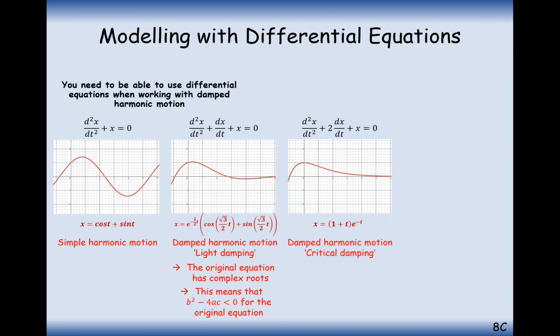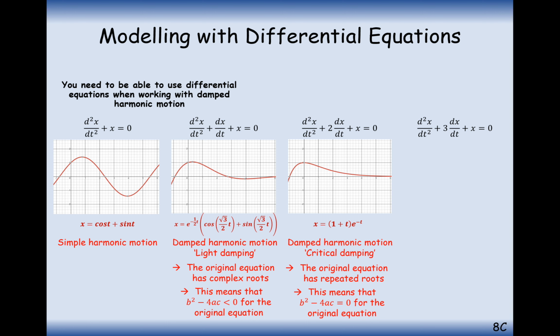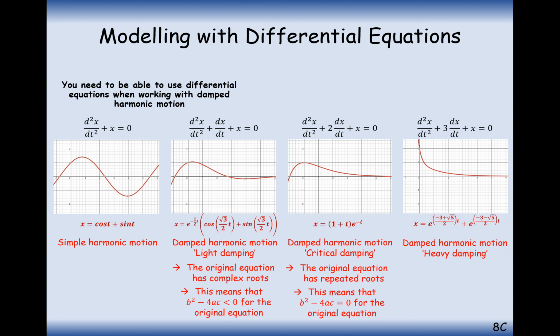When we had a repeated root, we had some critical damping. What that meant was it slowly made its way down towards the x-axis, not oscillating there at all. These were repeated roots where b squared minus 4ac is equal to 0. And for the last one, where we had two real roots, we had heavy damping where it went down towards the x-axis very quickly. So therefore b squared minus 4ac is greater than 0.